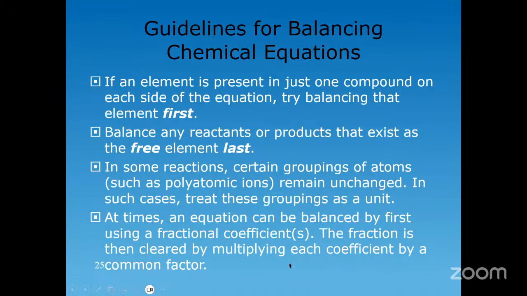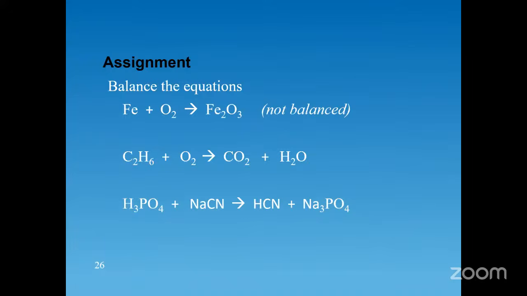And then the next one is that at times an equation can be balanced by first using a fractional coefficient. Then that fraction is cleared by multiplying the coefficient by a common factor. I think we're going to see an example of that shortly. So here are some examples. Basically, you're asked to balance these equations. And the first one is Fe plus O2 to give Fe2O3, all right? So let me change the color of this thing here.